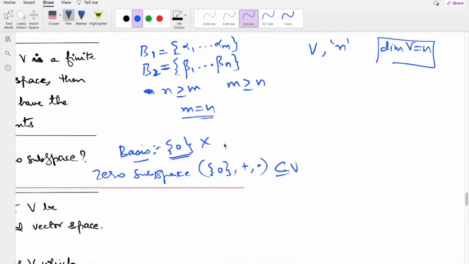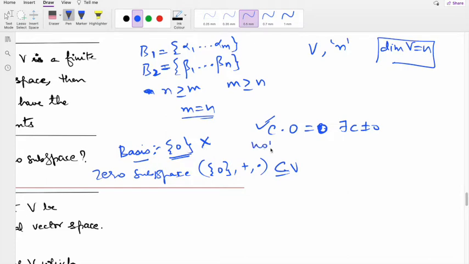Why? Because we saw that any set which has the element 0 in it cannot be linearly independent. I can always find some scalar c such that c times 0 is equal to 0, where c is not 0. There exists a c which is not 0, and this becomes true for that c. So hence this is not a valid basis, and therefore there is no basis at all in some sense.